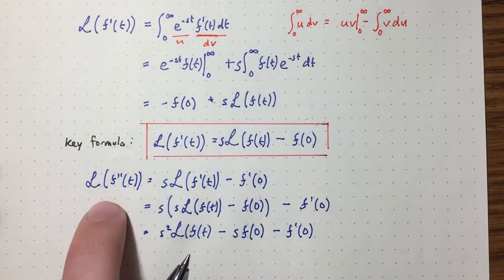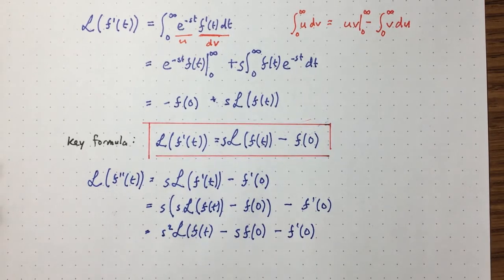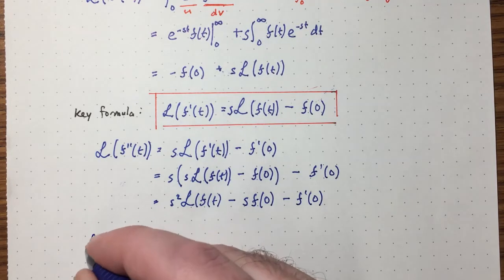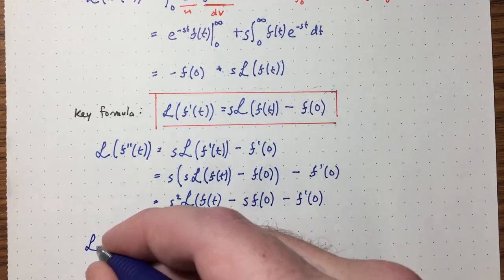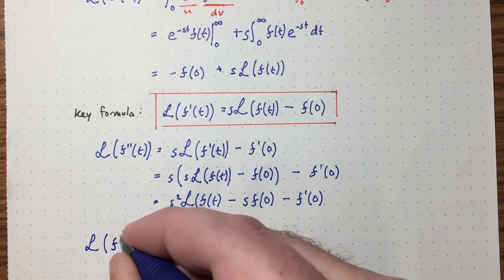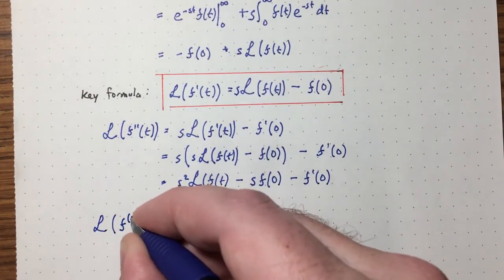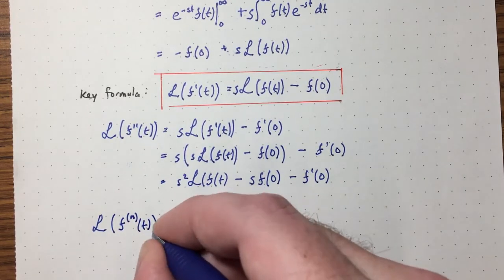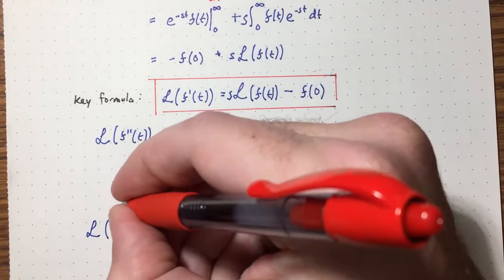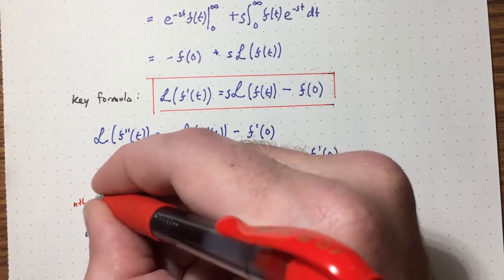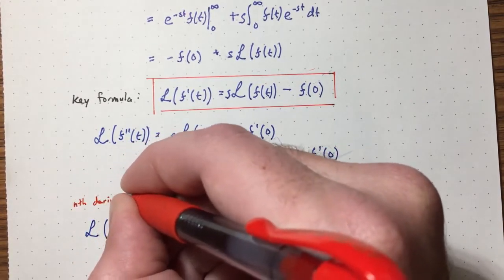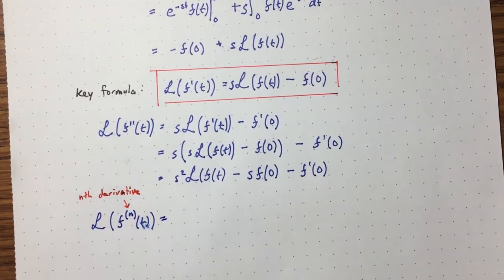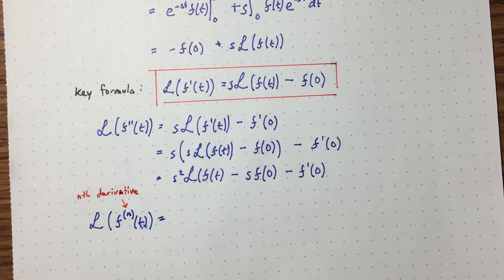What if I wanted even higher derivatives? Well, we do the same thing. So we can even try to say in general, what if we have an nth derivative? A common notation for that is an n up here in parentheses. So that means the nth derivative. Just make a note of that. Okay, what's the Laplace transform of this? Well, can we spot the pattern maybe?